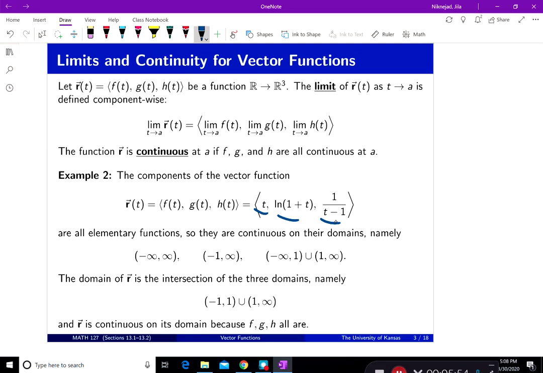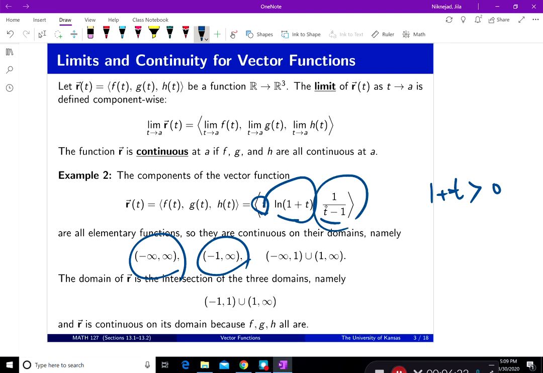So the domain comes again from the components. Everything is component-wise. And so for the first one, t, the domain is just negative infinity to infinity. Natural log of 1 plus t needs anything that makes the inside bigger than 0, and that is t bigger than negative 1. For the last one, anything that does not make the denominator 0, so you have to exclude 1. And so you get this.